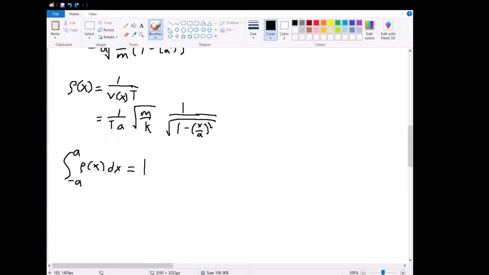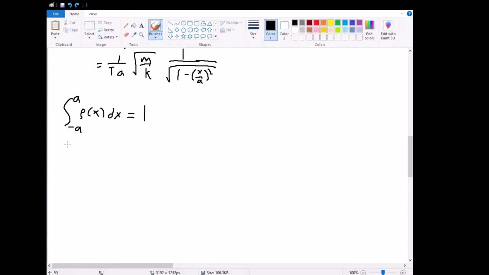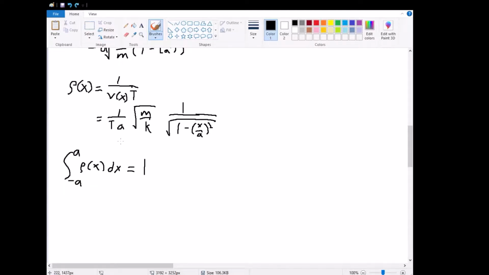For one, we have t. We have this big T value that we don't know what to do with. We have this square root of m over k that we don't know what to do with. And then hopefully integrating 1 over the square root of 1 minus x over a squared does cancel out the a term here, but we will see. So let's write this out for now.